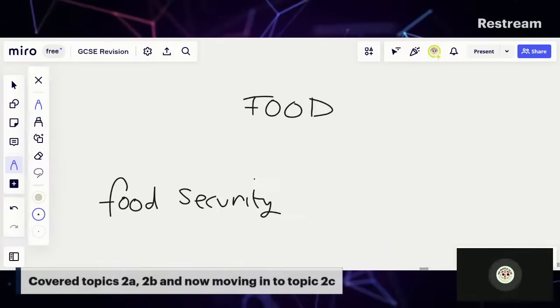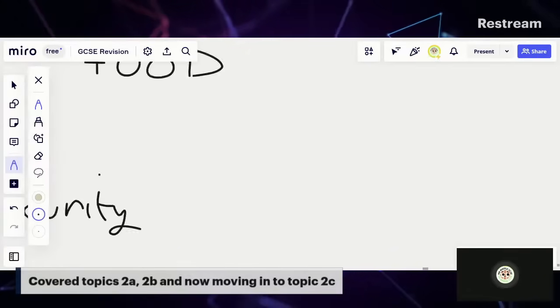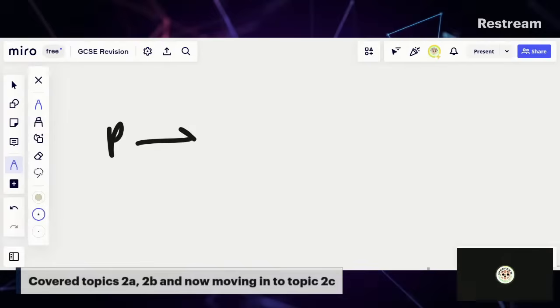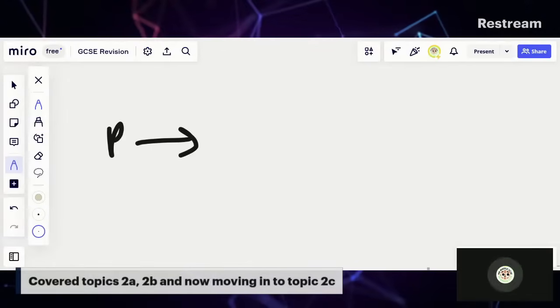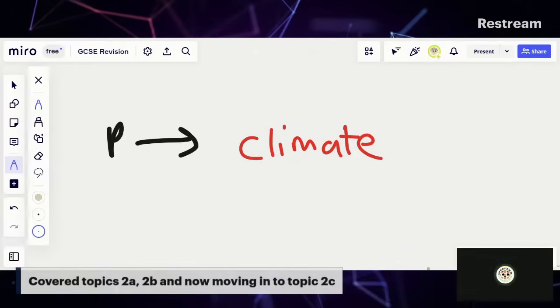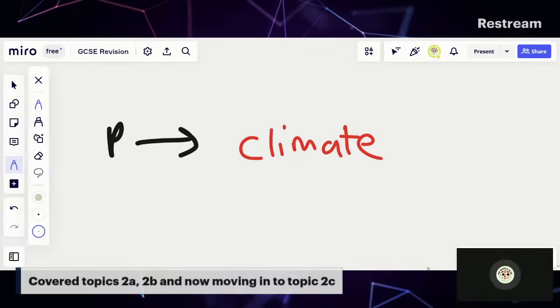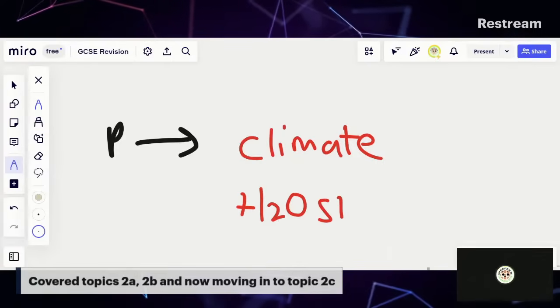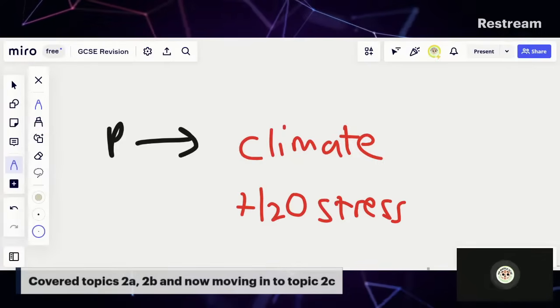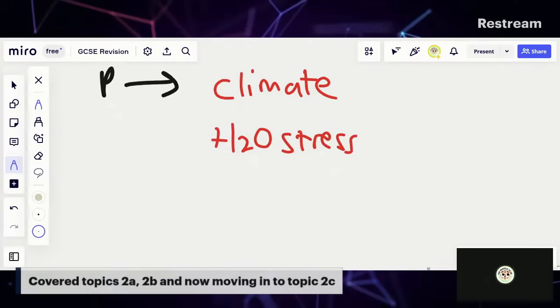Now, food insecurity, food supply is actually affected by both physical and human factors. So physical factors include things such as climate. Countries with climates that are unsuitable therefore cannot grow as much. Also, water stress. Food supply relies a lot on water. And finally, pests and diseases.